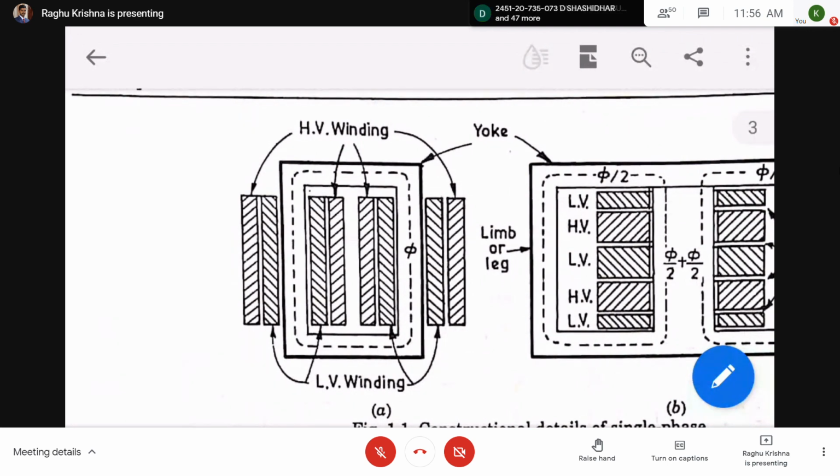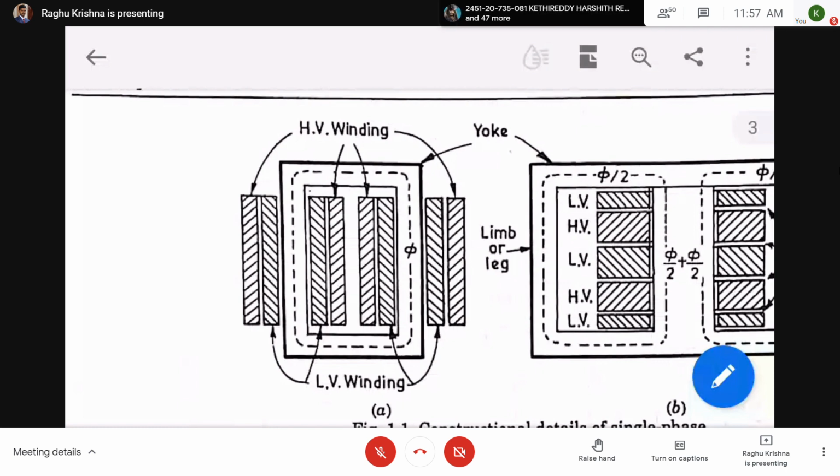Next, high voltage winding, HV winding. You can see the HV winding on the LV winding. Half part of the HV winding is wound over the LV winding, and another half is wound on the other LV winding. If you see the diagram, on the core you are going to have LV winding. After the LV winding, you are going to have HV winding. Here you can see the common flux phi.